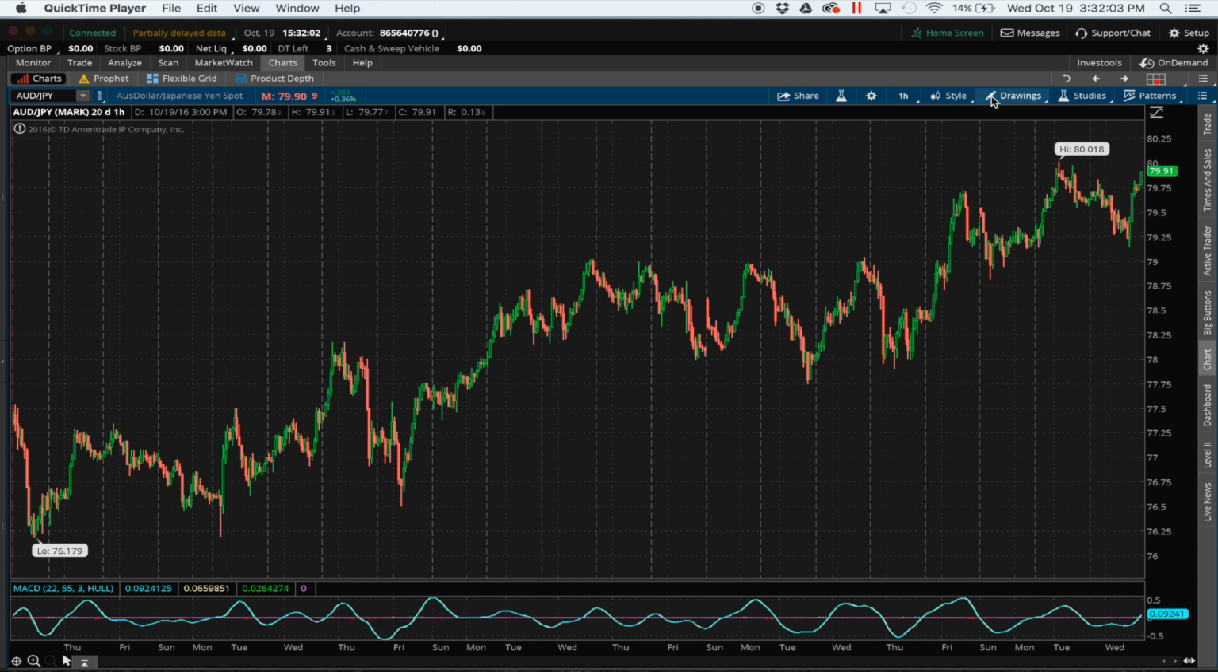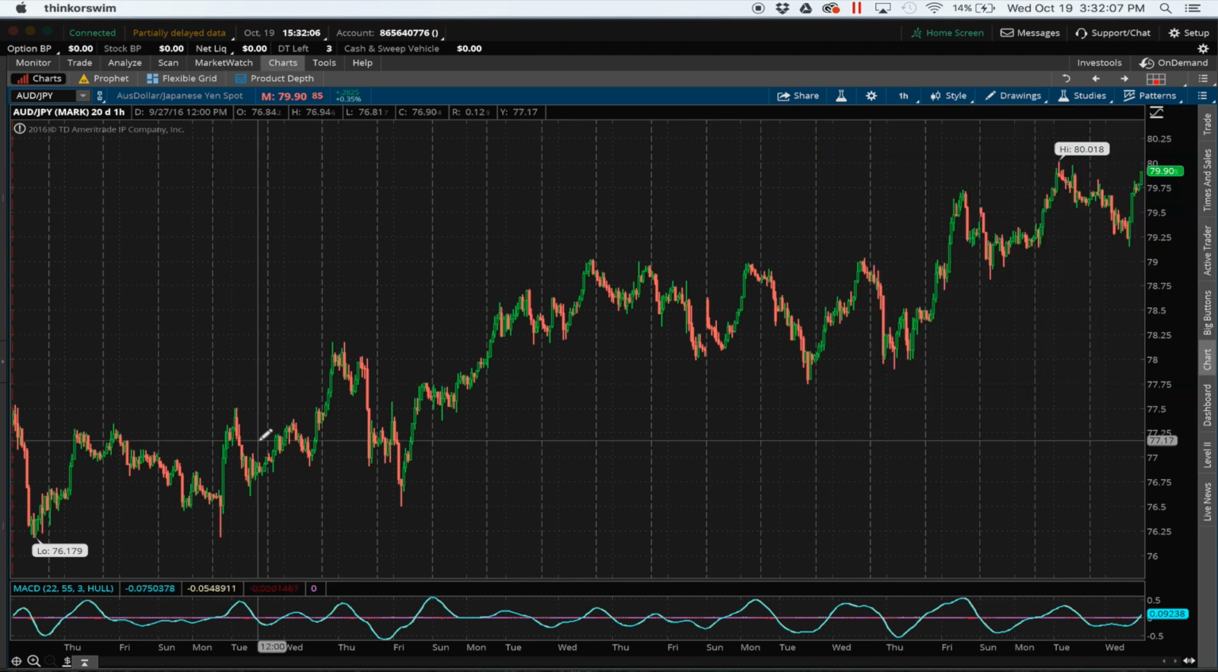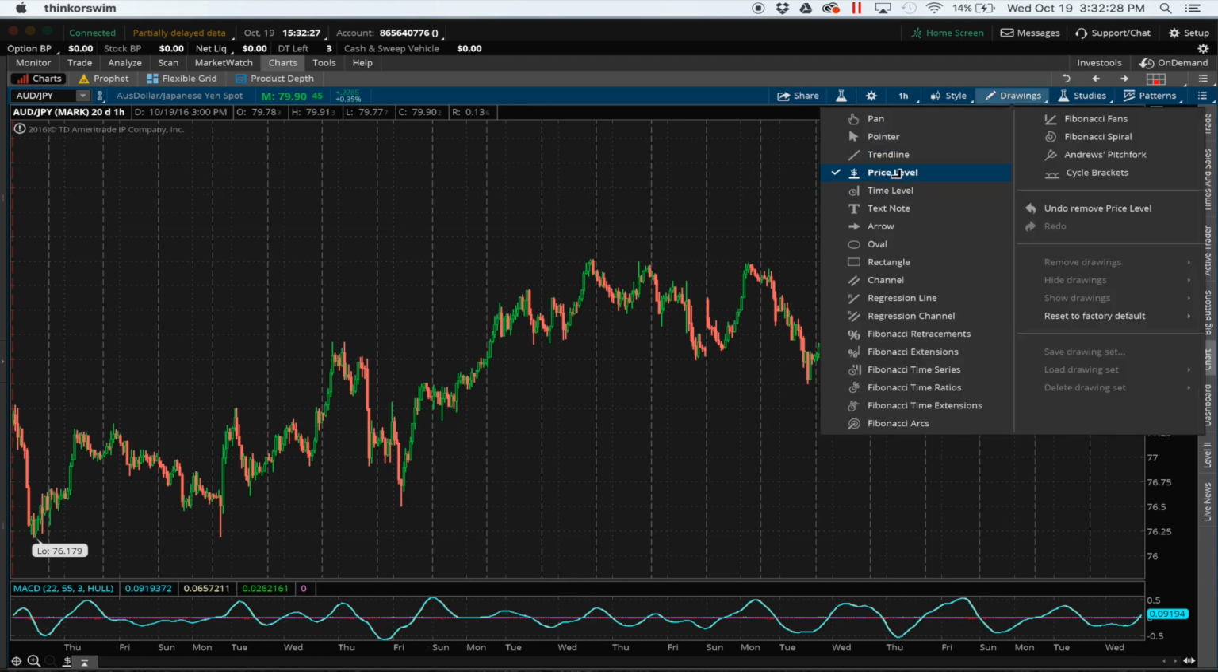So you just want to come up here to drawings, and then you're going to want to go to price level. You want to be on a bigger time frame chart, like an hour chart, so you get the most recent support and resistance areas, not just from the last couple of days, but for maybe a month or so. So go up there to drawings. This is how you're going to do it on Thinkorswim.